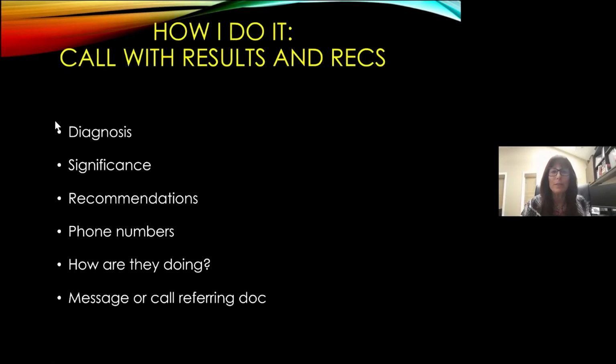In a few days, the results are available and we call each and every patient with the results, what their diagnosis is, what's the significance of the diagnosis. Some of the terminology can be confusing. For example, lobular carcinoma in situ has the word carcinoma in it, but it really isn't a cancer. It's not treated as cancer, but it can be confusing.